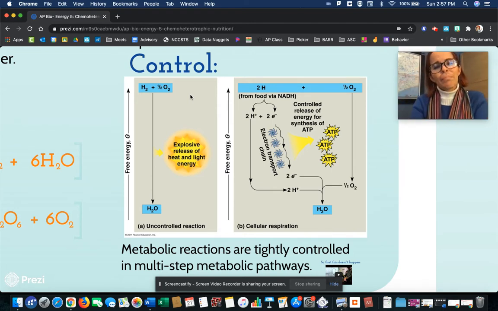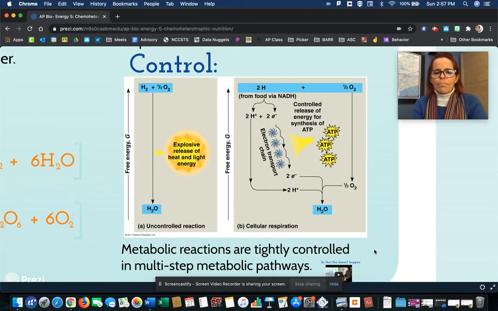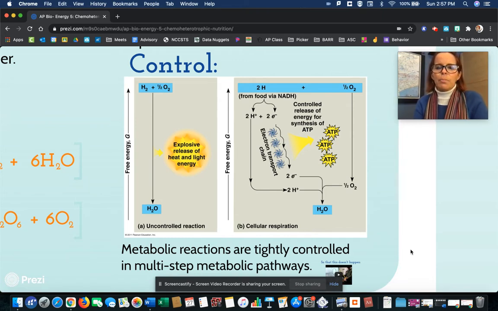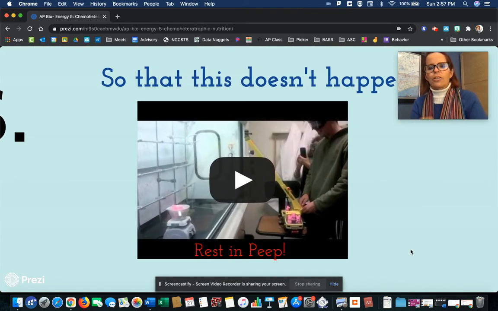So this is what the body is doing. The body is taking energy. You're going to see this happen. And releasing the energy very, very slowly so that it can be as efficient and capture as much of that energy as possible. So it says down here, metabolic reactions are tightly controlled in multi-step metabolic pathways. And that's what we're going to look at today.